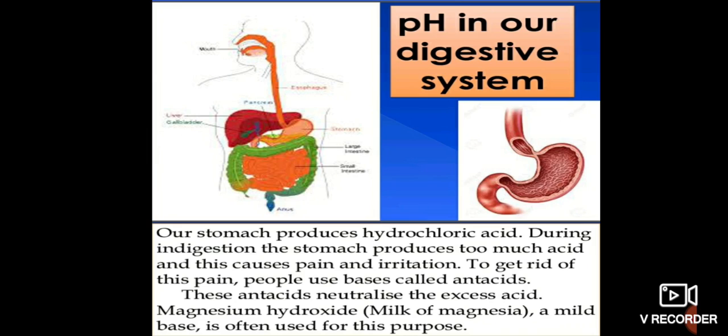pH in our digestive system. Dear children, our stomach produces hydrochloric acid. You know that. During indigestion, the stomach produces too much acid and this causes pain and irritation. To get rid of this pain, people use bases called antacids. These antacids neutralize the excess acid. Magnesium hydroxide, which is also called milk of magnesia, a mild base, is often used for this purpose.